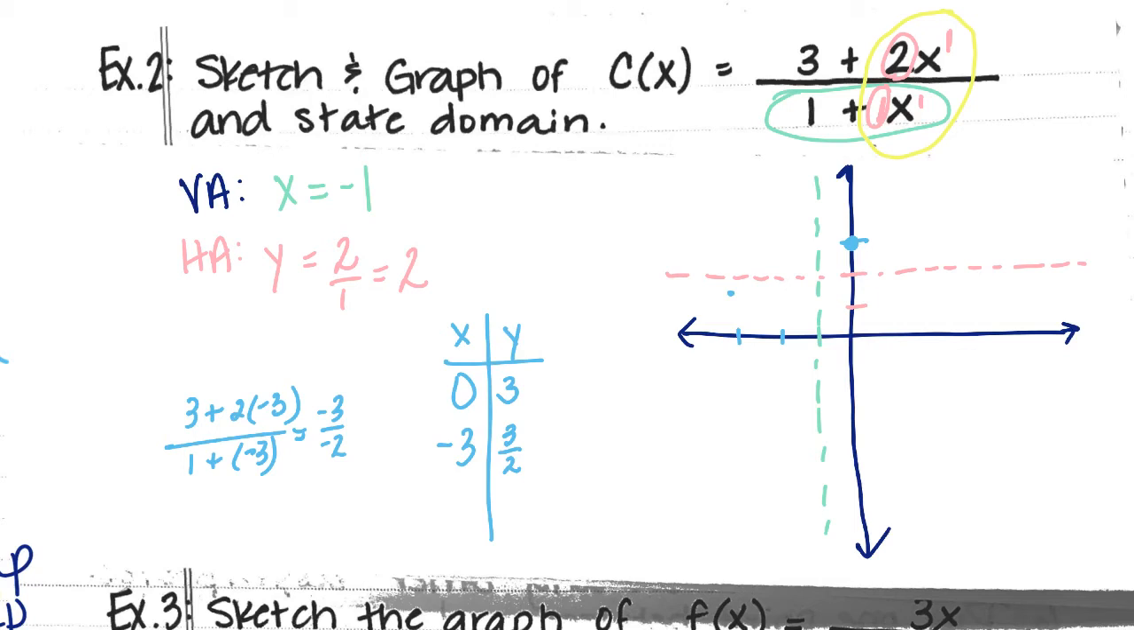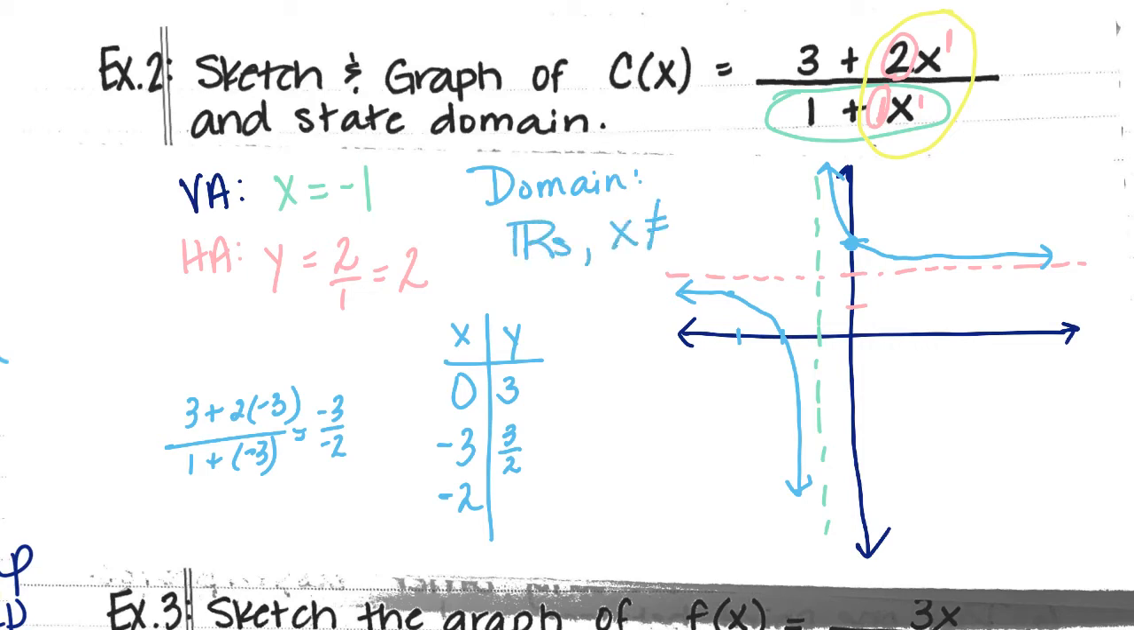So my gut says if I keep plugging in numbers like -2, this is going to be the graph here, and this is going to be the graph here. The last question it says is to state the domain. Well, I know the domain is all real numbers, except x cannot equal -1 because of this bottom denominator.